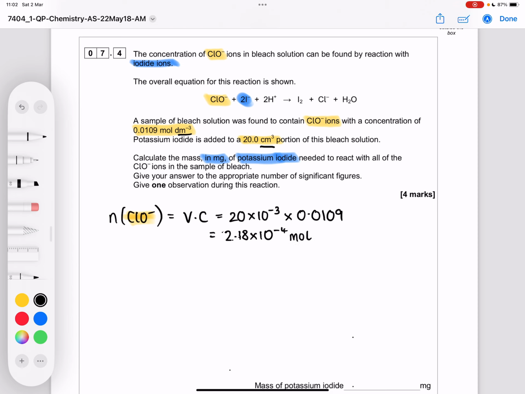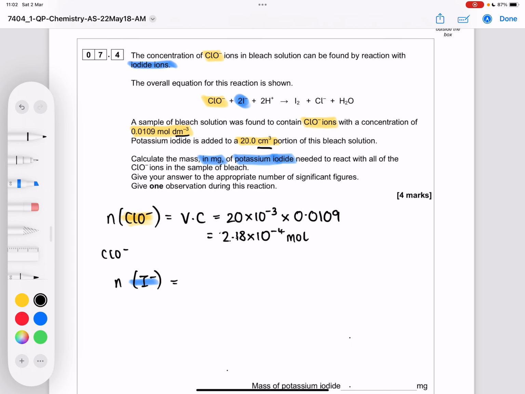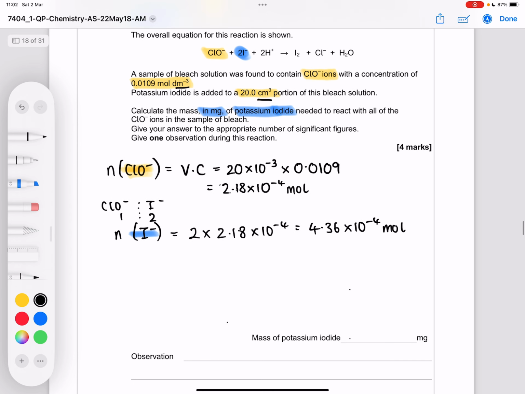Now we want to relate that to the moles of I-, and so we're going to need to use the ratio. According to the balanced equation, for every 1 chlorate there are 2 I-, so the number of moles of I- would be 2 times this number. It should still be on your calculator screen. You can just press times 2 and equals, and you'll get 4.36 times 10 to the -4 moles. So our new moles.